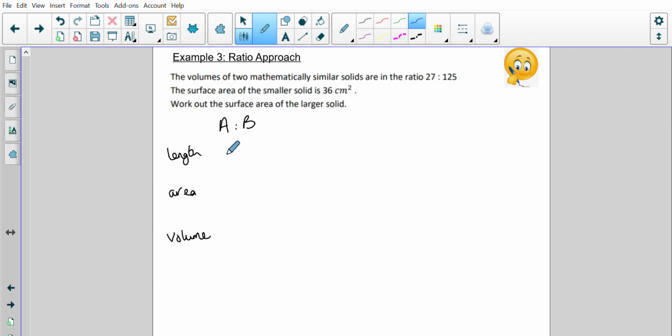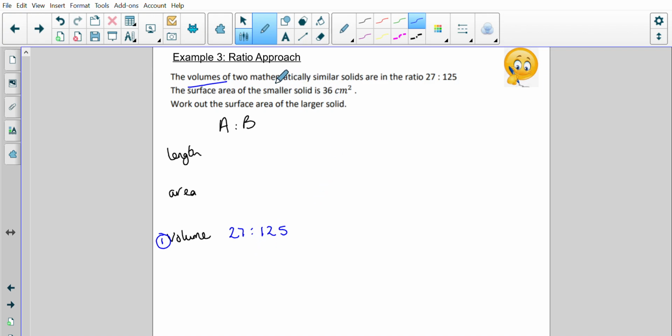So I'm given the ratio of the volumes. So let's underline that, and we're putting that down here. We're starting with the volumes this time. So I've got 27 to 125. That was my starting point. So that's my number one.